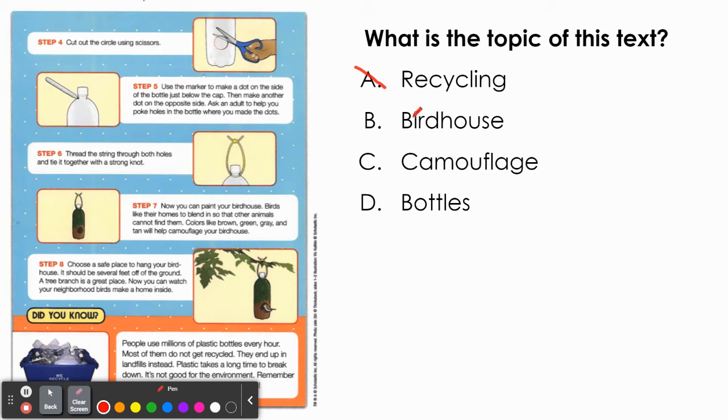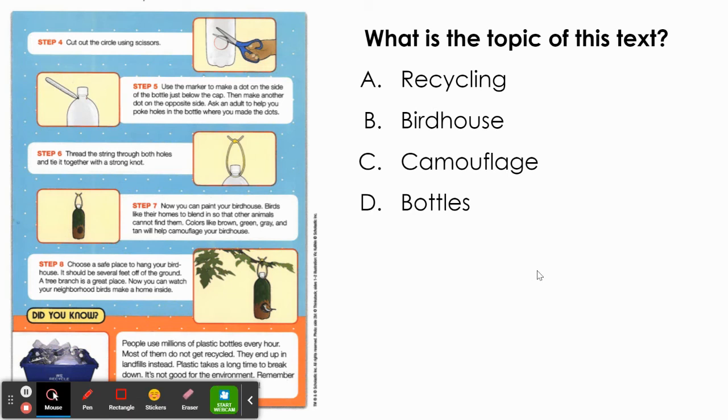The title is How to Build a Birdhouse, every step, so I'm going to keep that. Camouflage, it talks about that in step 7, but that's not the whole thing. And bottles. Now, we are using a bottle in every single step, but I have to ask myself, is this whole text telling me about bottles? No. This whole text is teaching me about how to build a birdhouse. So the topic is birdhouse.